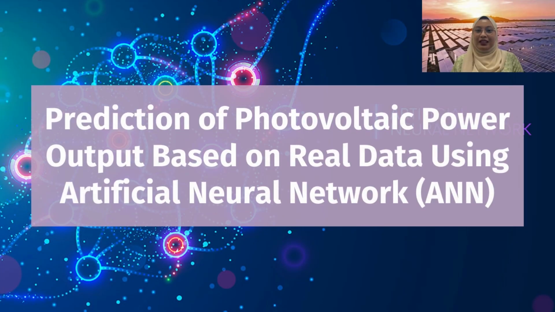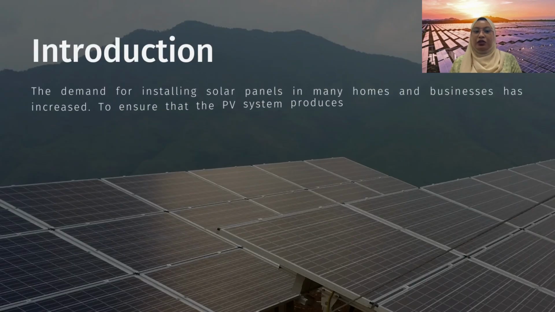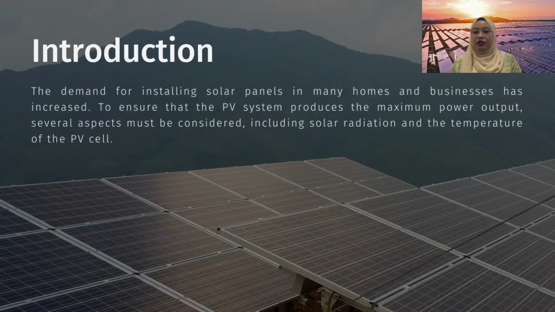So my project title is the prediction of photovoltaic power output based on real data using artificial neural network. This project was introduced when the demand of installing solar panels in many homes and businesses has increased. To ensure that the PV system produces the maximum power output, several aspects must be considered, including solar radiation and the temperature of the PV cell.